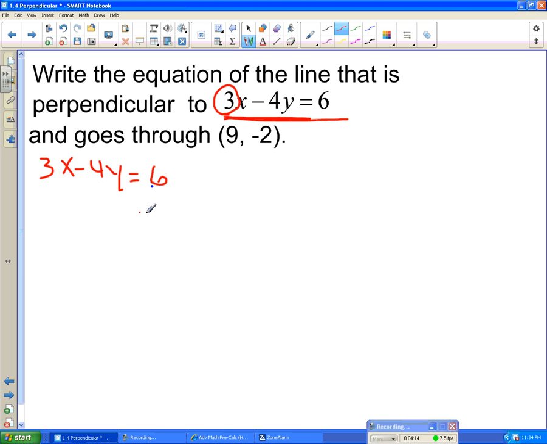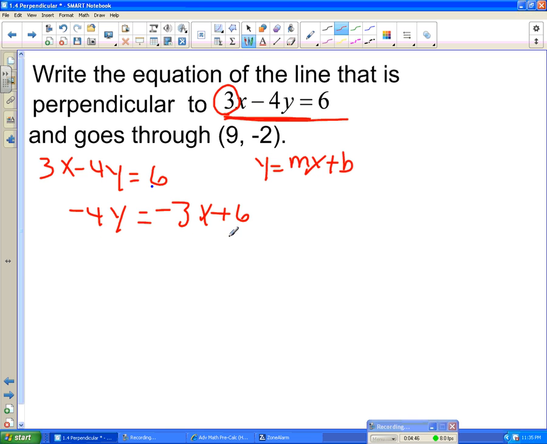So the first thing I'm going to do is subtract 3x from both sides, so I have minus 4y equals -3x plus 6. And remember, just like in the parallel lesson, the reason I put the 3x first is because I'm thinking of the general form as y equals mx plus b. That way it matches the template. So here I've got -3x plus 6 equals -4y. So I need to get rid of my -4.